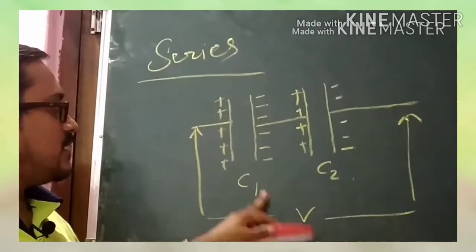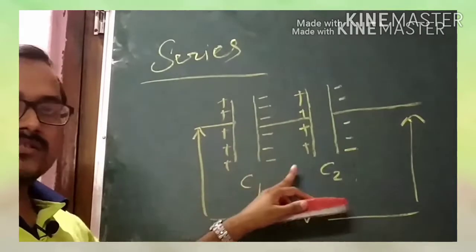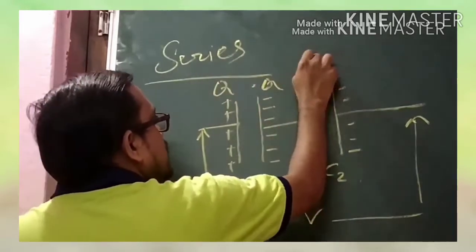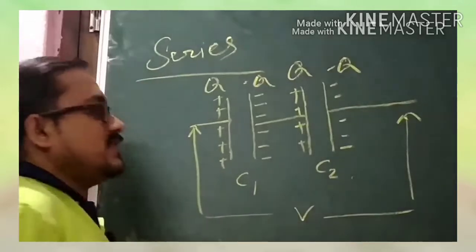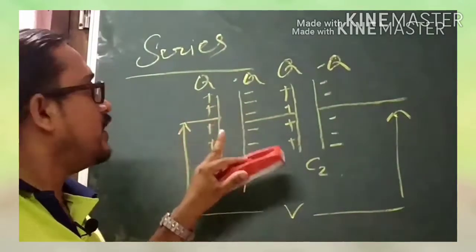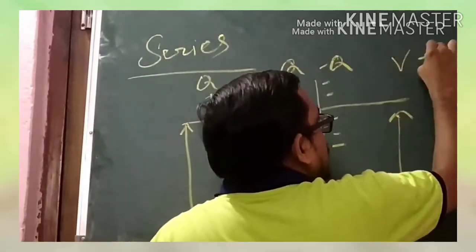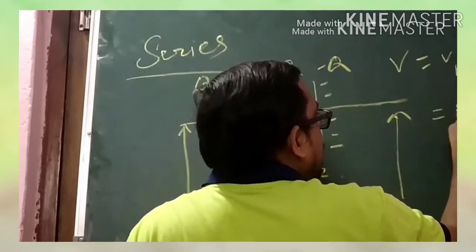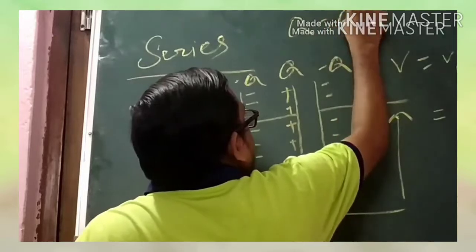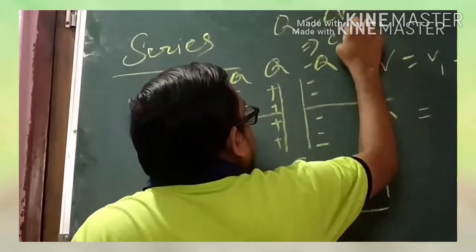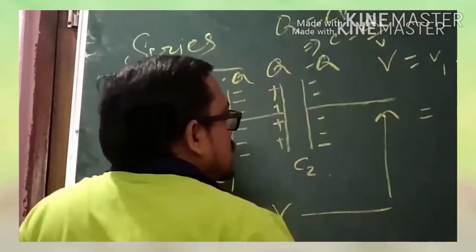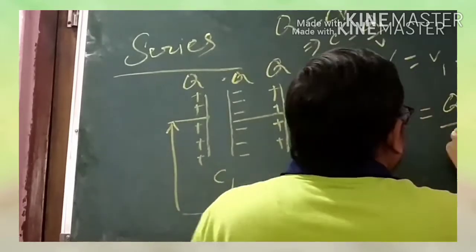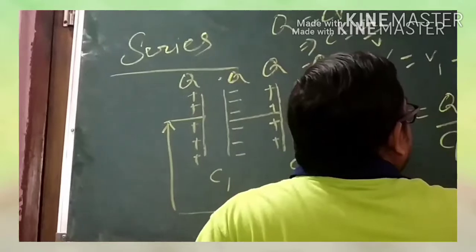In series combination, as we know, the charge is constant. Here this is Q, this is minus Q, this is Q, and this is minus Q. That means the net charge on each capacitor is 0. So in series capacitors, V equals V1 plus V2. Now we know Q equals CV, so we can write C equals Q by V. Here V is Q by C1 plus Q by C2.